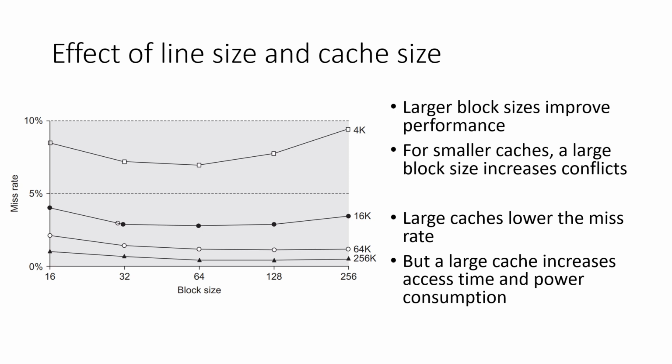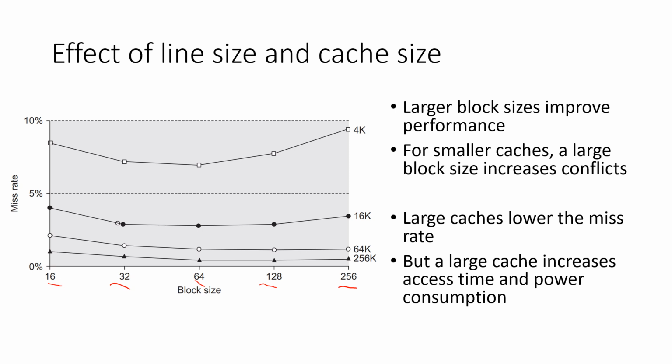This graph shows the miss rate for 4 caches of different sizes as a function of the block size or line size. The caches are of size 4 kilobytes, 16 kilobytes, 64 kilobytes and 256 kilobytes, and the line size changes from 16 bytes to 32, 64, 128 to 256 bytes. The first observation is that large caches lower the miss rate significantly. The second observation is that with increasing line sizes, the miss rate improves to a certain point.